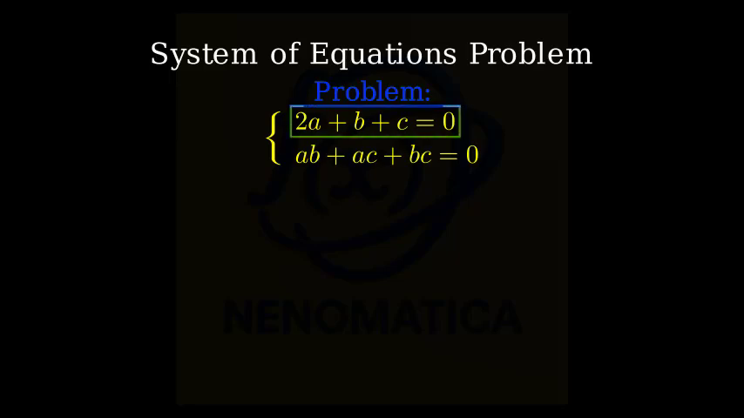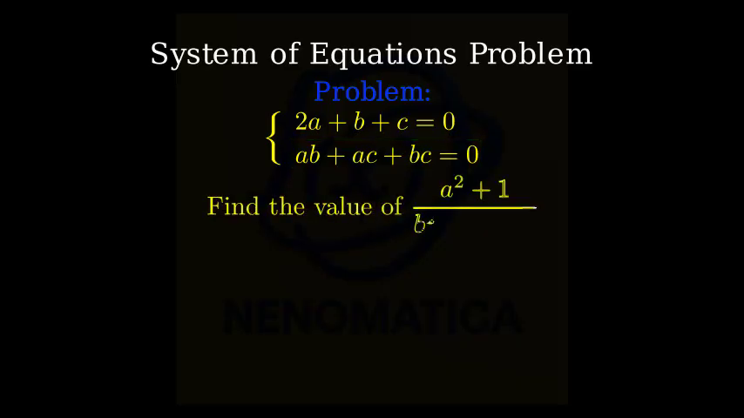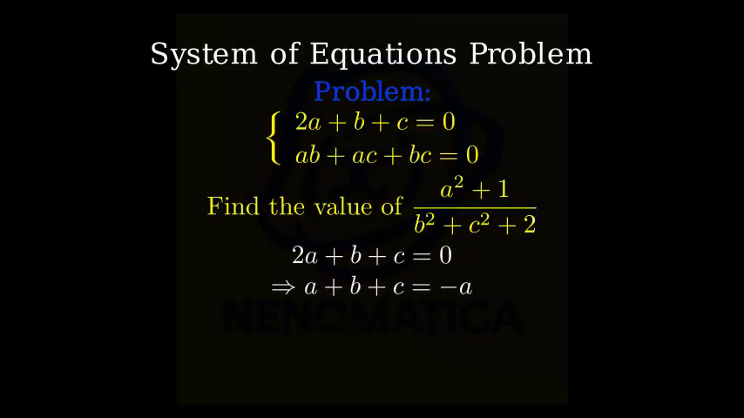2a plus b plus c equals 0, and ab plus ac plus bc equals 0. We need to find the value of the fraction (a squared plus 1) divided by (b squared plus c squared plus 2). Let's start by analyzing the first equation. From the equation 2a plus b plus c equals 0, we can rewrite it as a plus b plus c equals negative a. Now, let's square both sides of this equation.